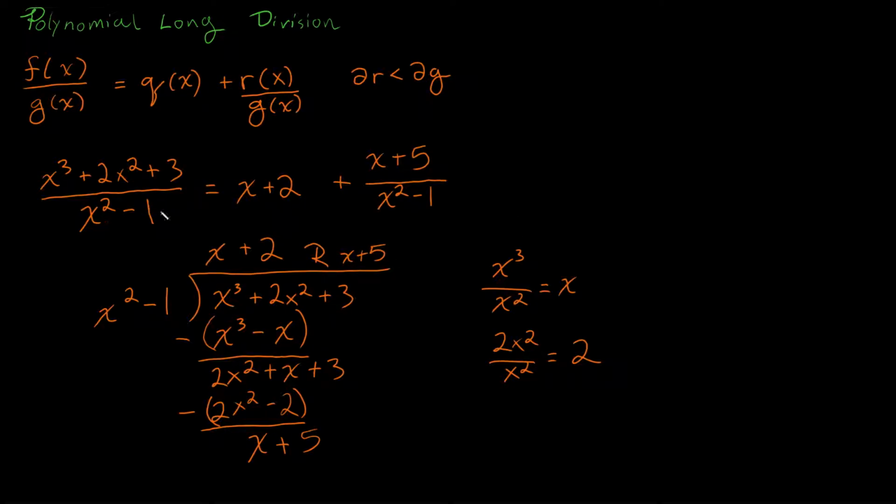So there you have it. Polynomial long division takes a quotient of polynomials, turns it into a quotient plus a remainder over the divisor.